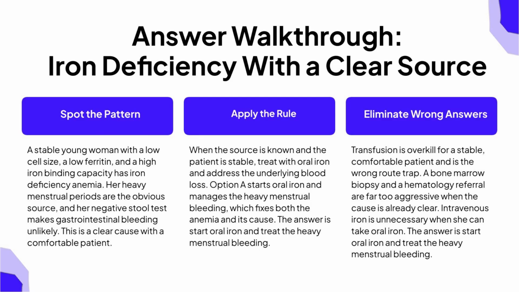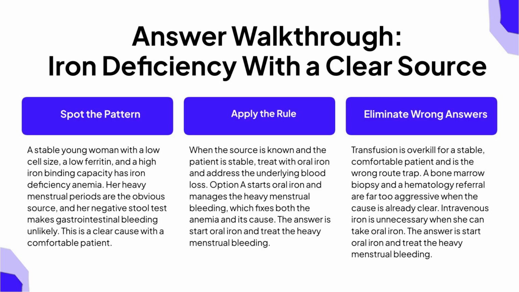First, spot the pattern. We have a stable young woman with a low cell size, a low ferritin, and a high iron binding capacity, the textbook fingerprint of iron deficiency. Her heavy menstrual periods are the obvious source, and her negative stool test makes a gastrointestinal bleed unlikely. Second, apply the rule. When the source is known and the patient is comfortable, the right move is oral iron plus treating the blood loss, so option A fixes both the anemia and its cause.